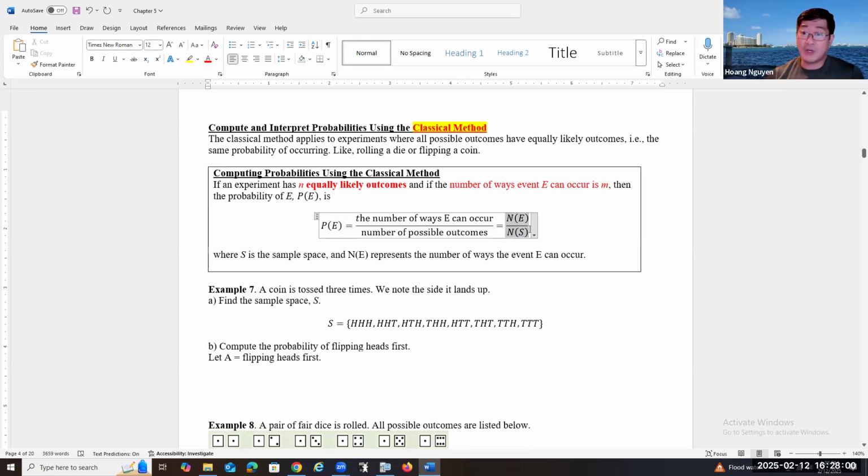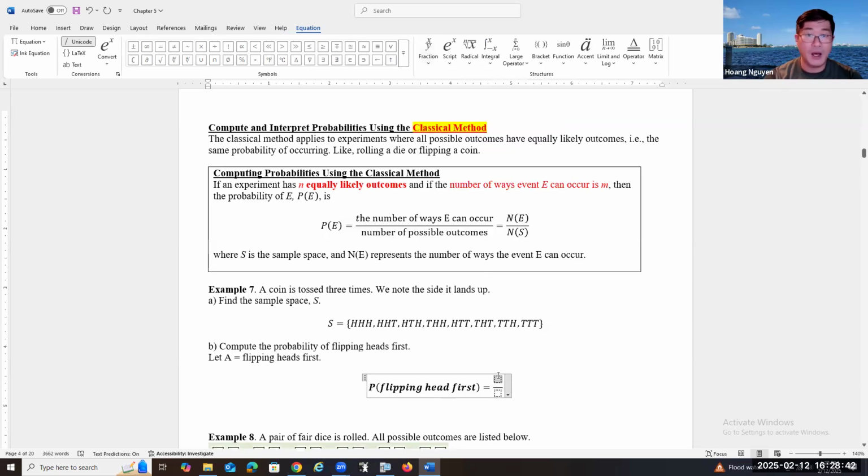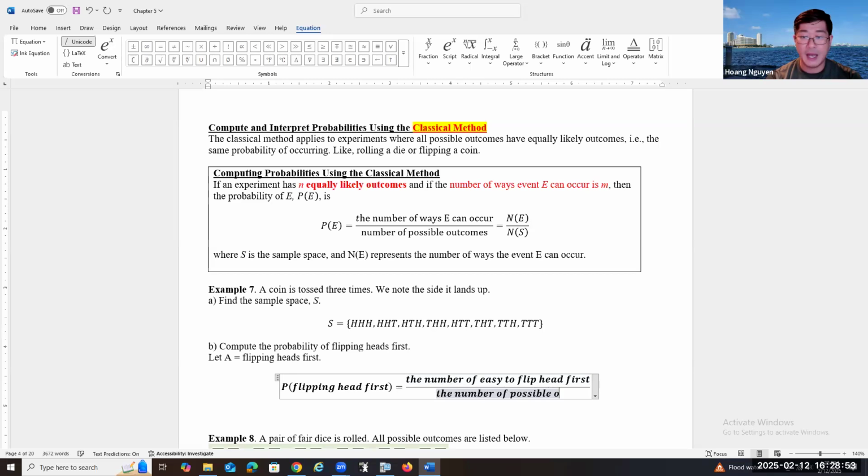Now we know the sample space already, and the number of possible outcomes is 8. Based on this, we can answer the next question: compute the probability of flipping head first. So what is the probability that you will flip head first? The first coin is going to show a head. Let's see the number of ways that will show a head first. It equals the number of ways to flip head first over the number of possible outcomes.